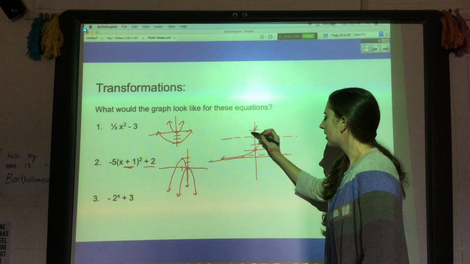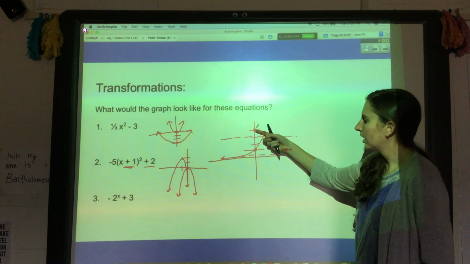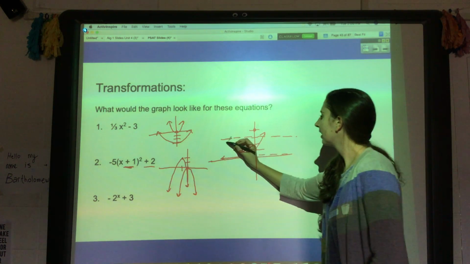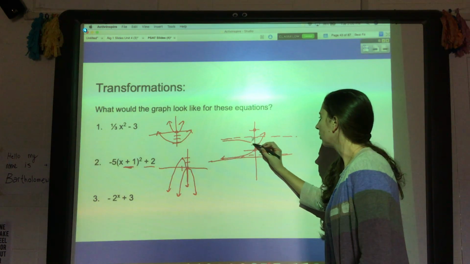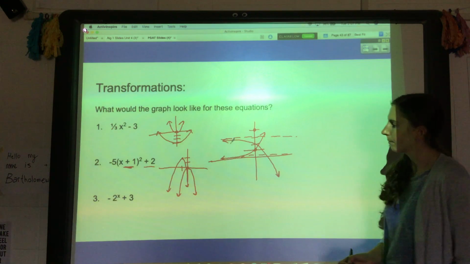And it's upside down. Oh, sorry, got flipped upside down. So it would now be down here. So it doesn't go through that point. So it looked like that.